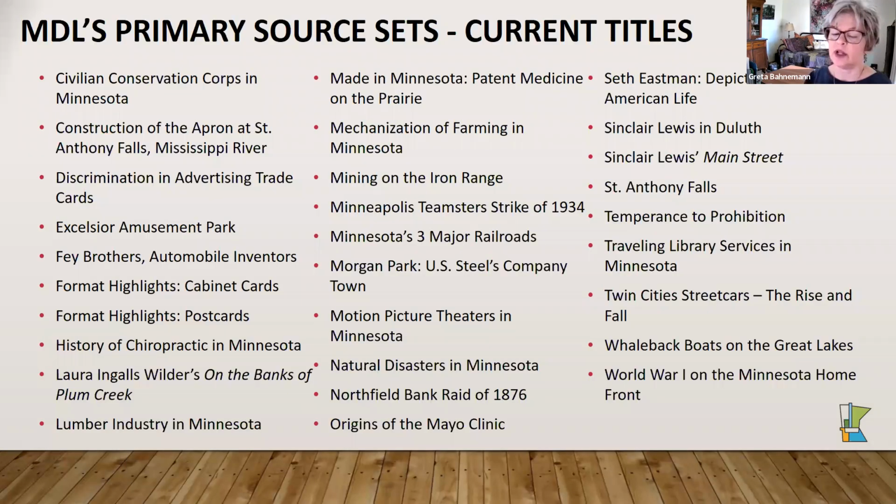MDL currently has a total of 29 primary source sets. We launched this program in 2016 with 5 sets, and every year since then, we have added a few. When I started out, I was writing all of them, which was a little overwhelming, but over time we have added many other authors, and we continue to welcome guest authors. We are currently working on several more primary source sets, including wild ricing in Minnesota and another format highlight on stereographic images. Now I'm going to switch things up a bit and share some information on our online exhibit program.